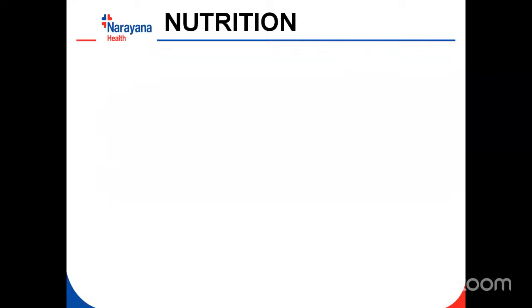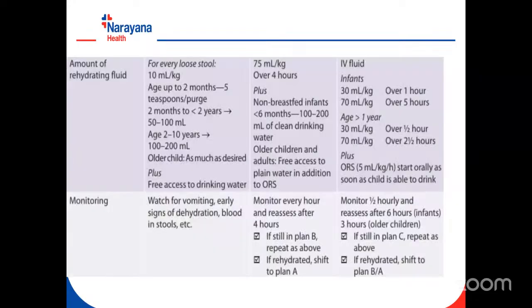So how much fluid to give? When you're talking about no dehydration, for every loose stool, make sure the child has a little bit of water, a little bit of ORS every time. When you're looking at plan B, it's a very, very standardized formula, 75 ml per kilo. You have a 10 kilo child, so 750 ml of ORS needs to go in orally or through the tube, however you can give it. And every hour you assess and shift the child to either plan A or plan C.